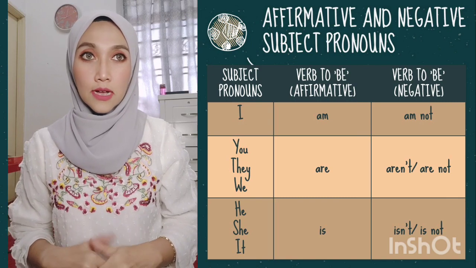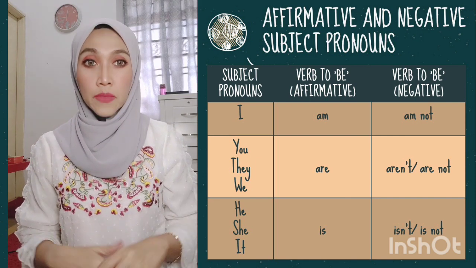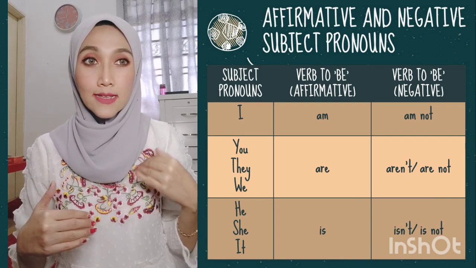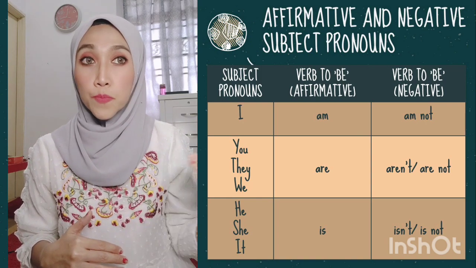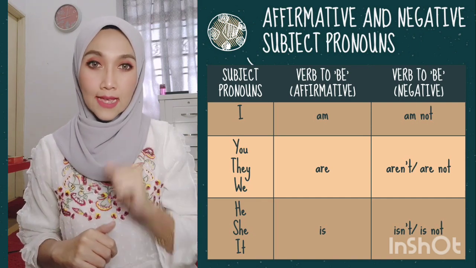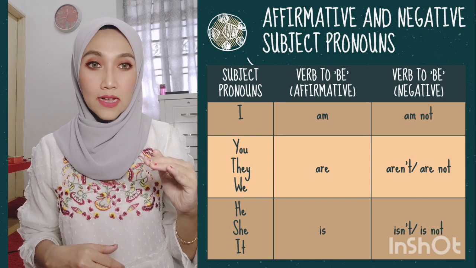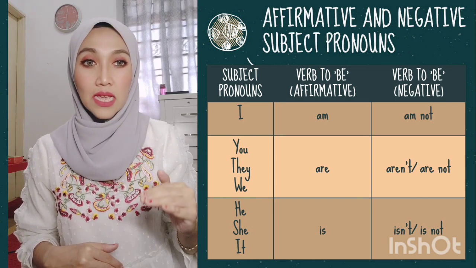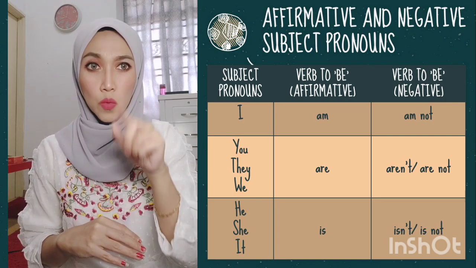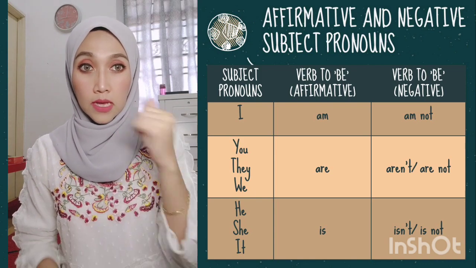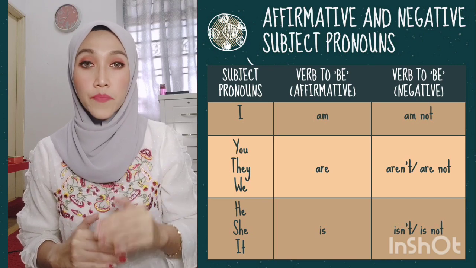Okay, next. Now refer to the slides here. This is our main topic today: affirmative and negative subject pronouns. We have divided the table into 3 so that it is easy for you to see: subject pronouns, verbs to be in the affirmative, and verbs to be in the negative forms. Let's see the first part, the subject pronouns, the ones that I mentioned before: I, you, they, we, he, she, it. Can you see that? I is always the special one, always there alone. You, they, we are considered the plural subject pronouns, and he, she, it are the singular subject pronouns.